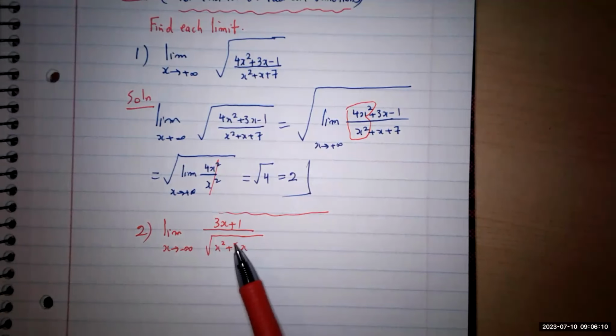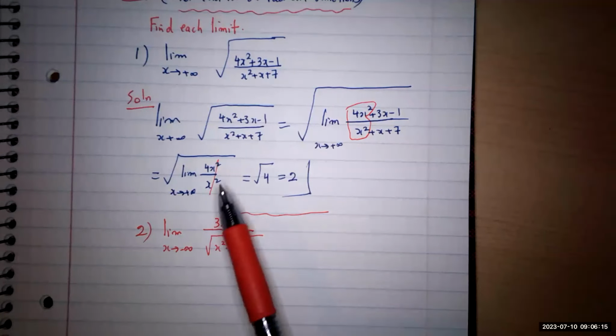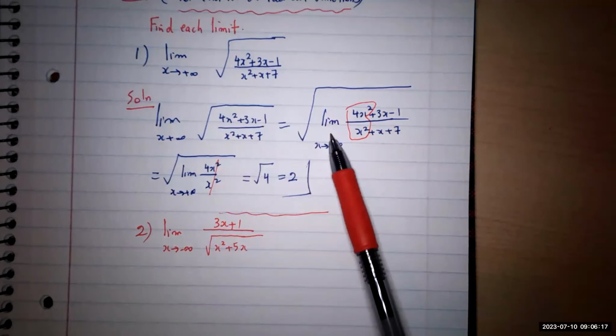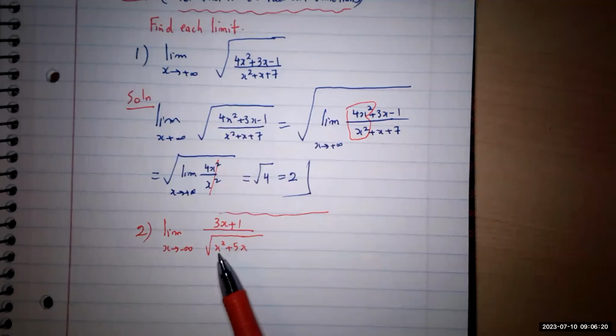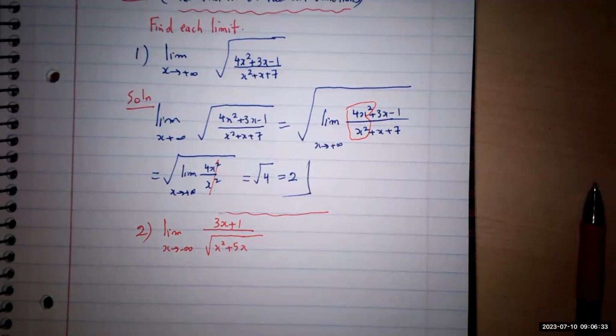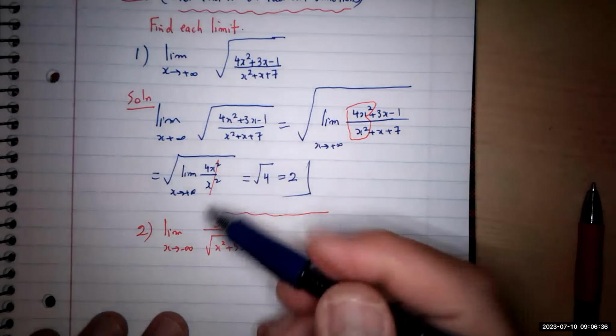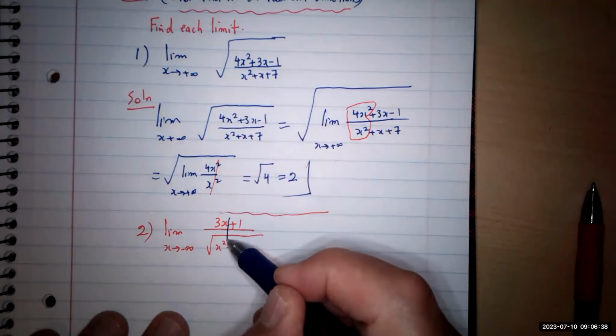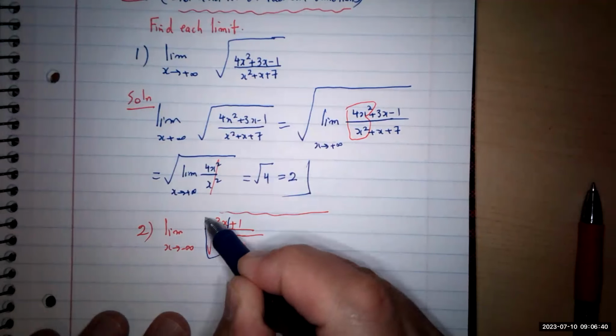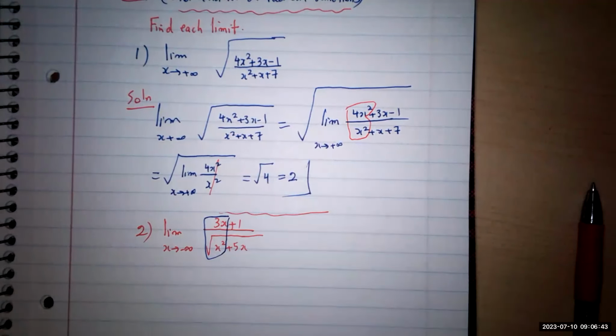Bottom. The bottom one is a radical function. If you want to find the limit of the radical function, you have to go inside the radical. Inside the radical, x squared plus 5x is a polynomial, and the limit of the polynomial is the same as its shrinking function, which is x squared. So basically, this means shrink the top and the bottom. You shrink the top and the bottom, and you take the limit of this quotient, and you're done.